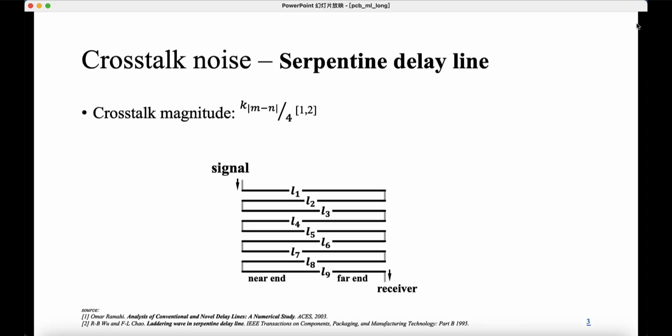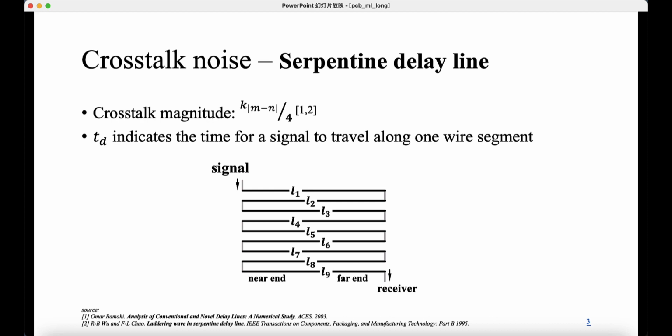In the following, we elaborate on the propagation of the main signal and the crosstalk along the serpentine and spiral delay lines. Since the coupling between two parallel wire segments depends primarily on their separation, the crosstalk pulse induced within the mth and nth wire segments is of magnitude k_{|m-n|}/4, where k_p denotes the average of the capacitive and inductive coupling coefficients separated by p wire segments. Let Td indicate the time for a signal to travel along one wire segment.